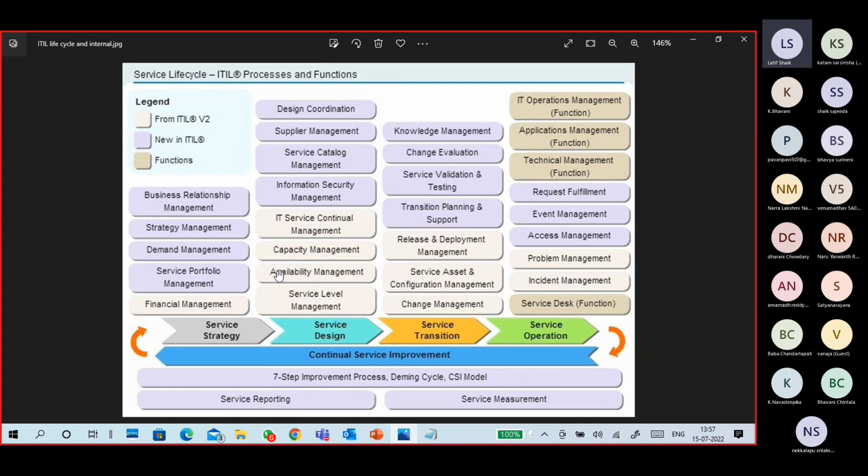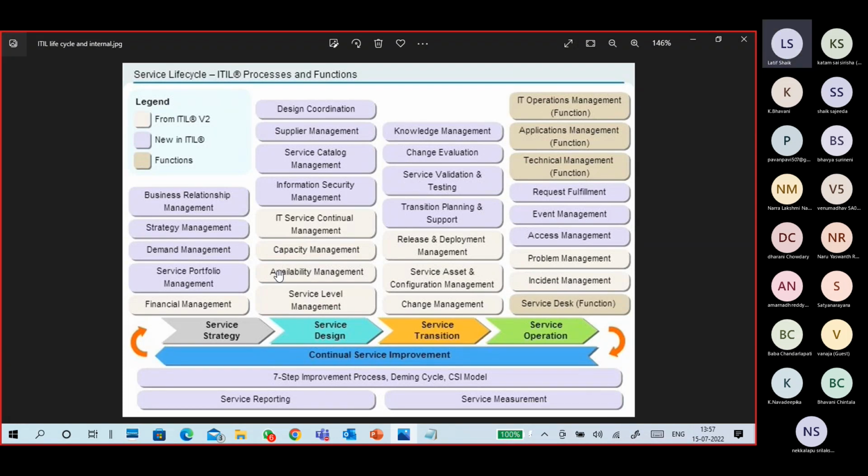So the point is availability management, capacity management, IT service continuity management. Continuously, can I give a service or not? Make sure that you continuously provide a service. Information security management: make sure that whatever data, information and designs you have made, you have to secure them.